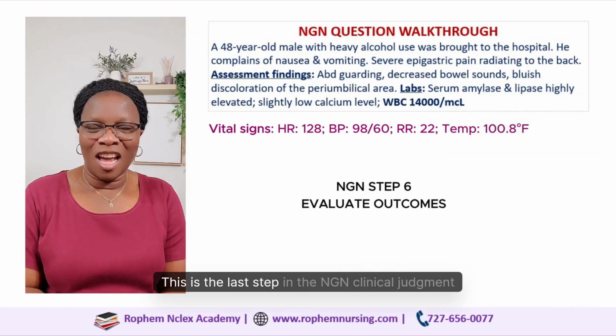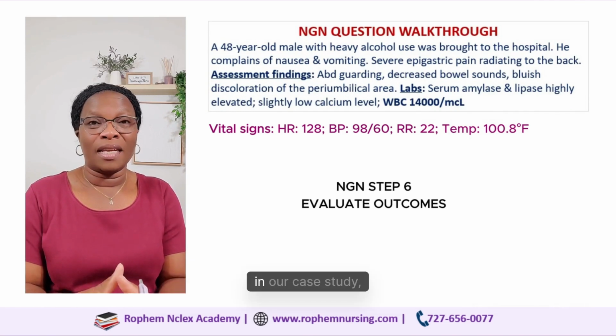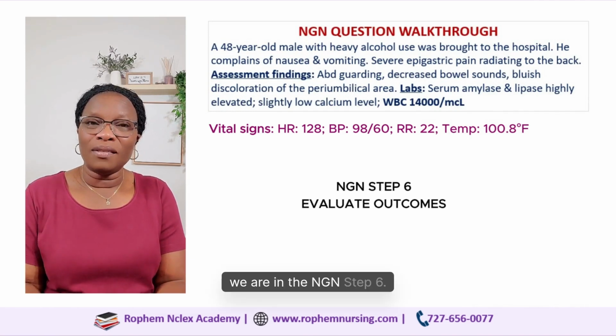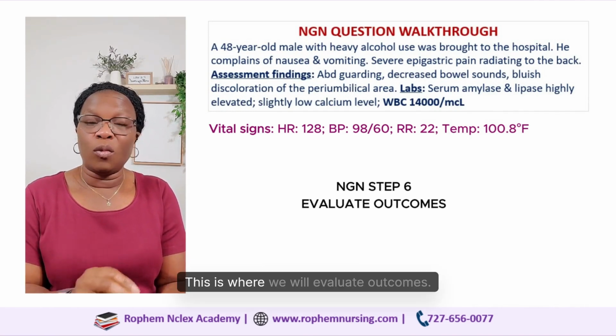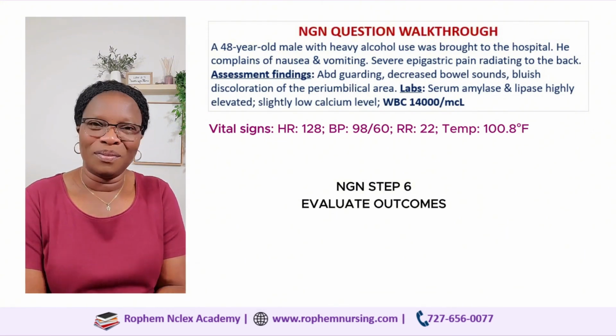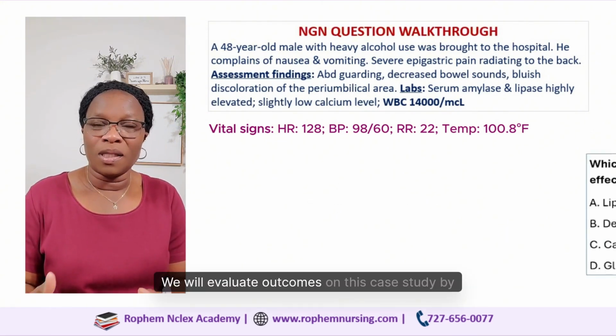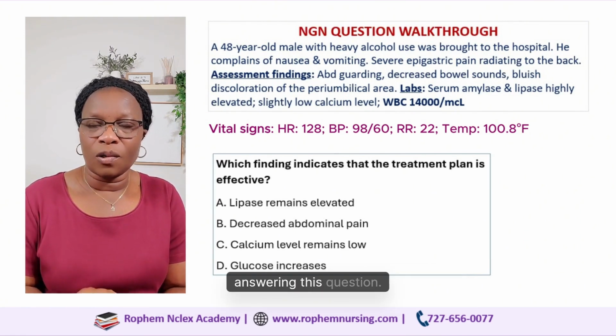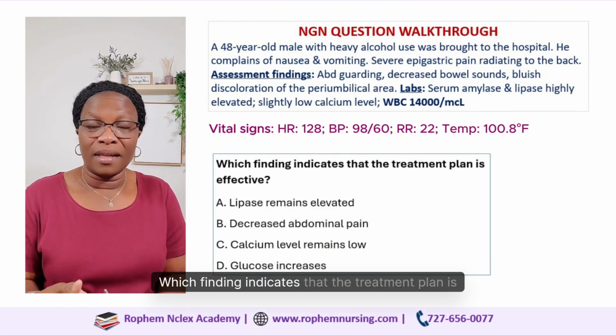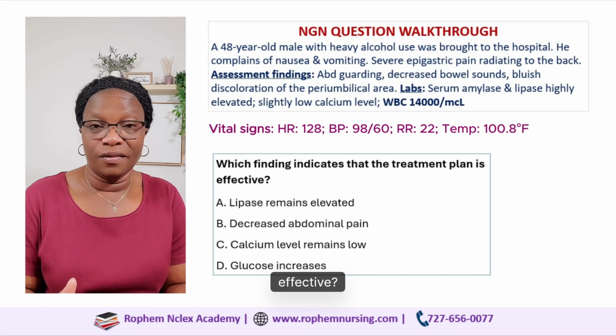This is the last step in the NGN Clinical Judgment in our case study. We are in the NGN Step 6. This is where we will evaluate outcomes. We will evaluate outcomes on this case study by answering this question. Which finding indicates that the treatment plan is effective?